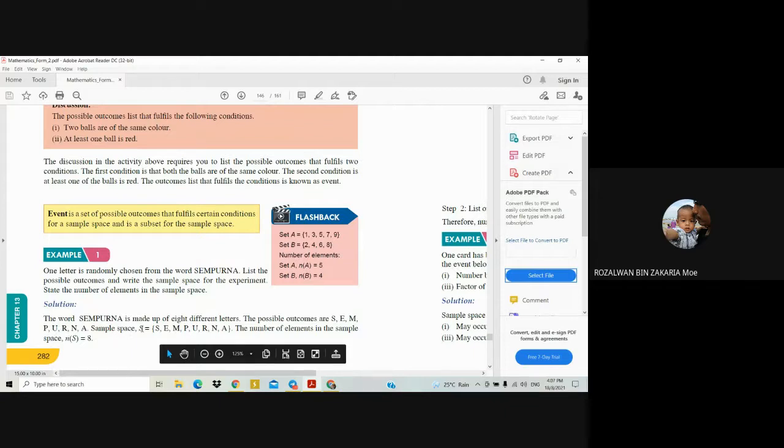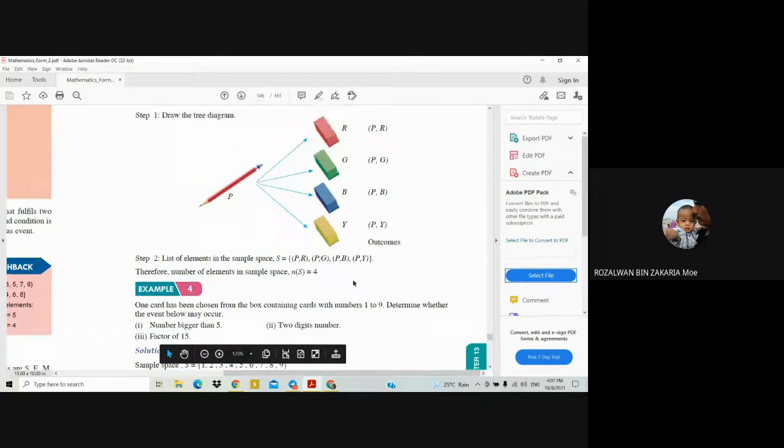Okay, so the sample space, which is equal to capital S, use set notation to write the sample space. Inside the set notation, you have to write all the possible outcomes for the word SEMPURNA, which is the letters S, E, M, P, U, R, and A. Okay, so the number of elements in the sample space, remember smaller n refers to the number of elements in bracket capital S. Sample space equals 8. Why 8? You have to calculate the number of letters inside the word SEMPURNA, equal to 8. Alright, so we go for the next one.